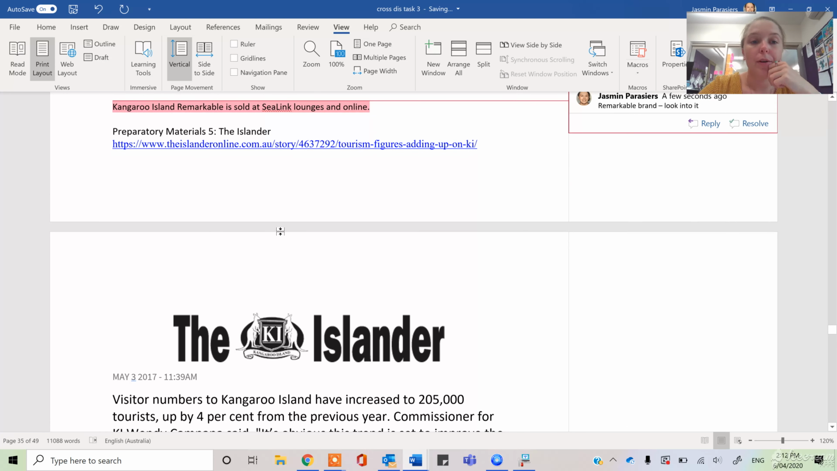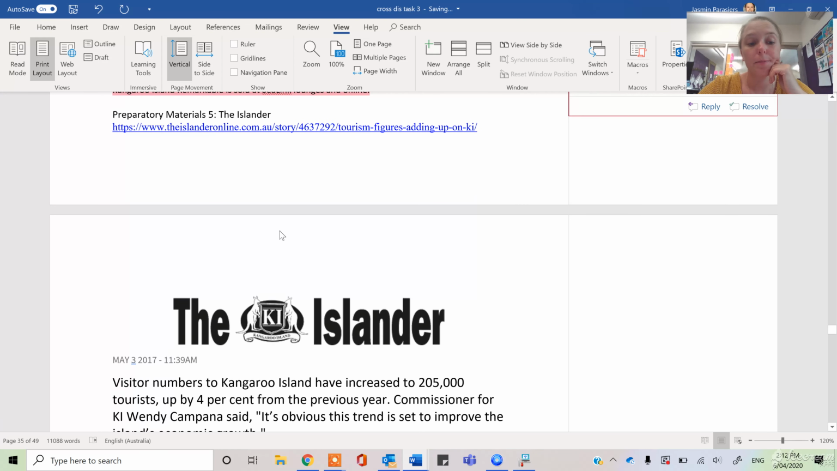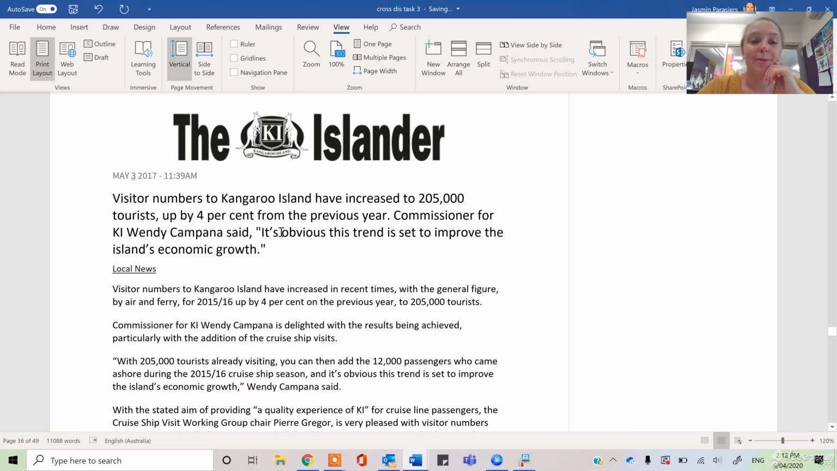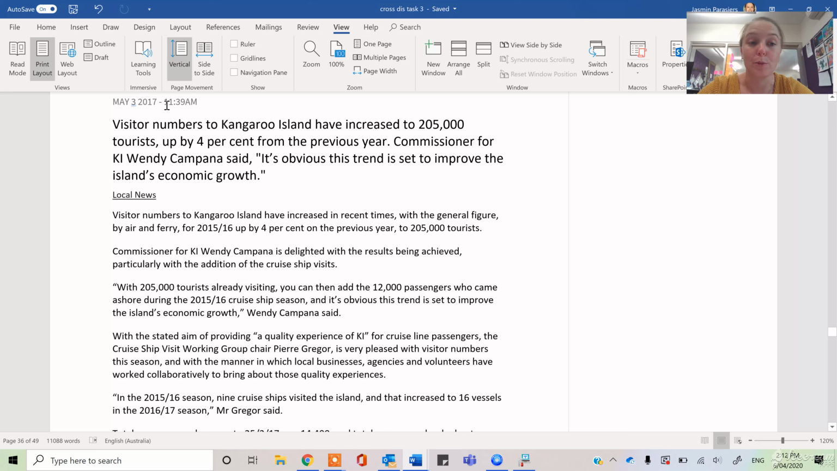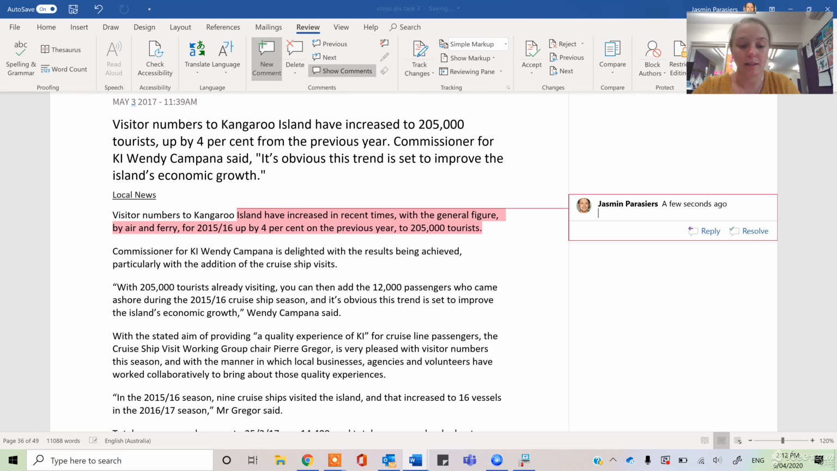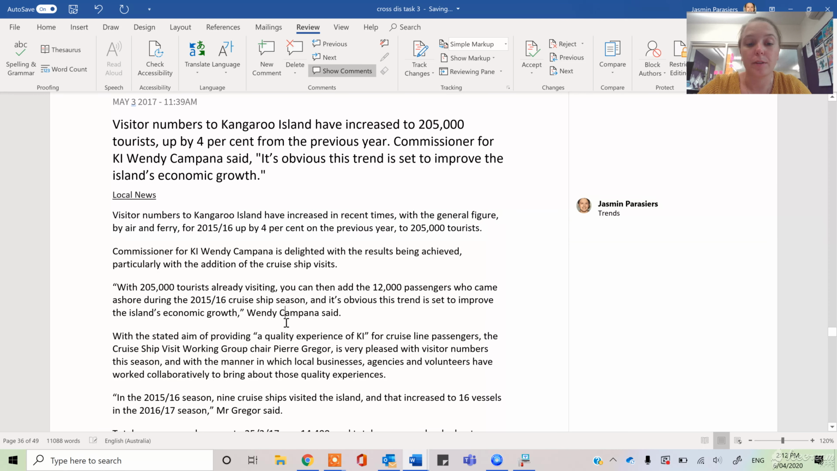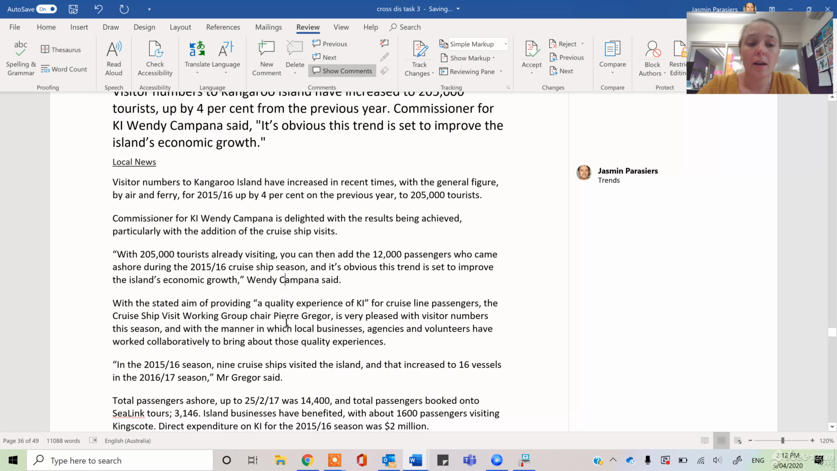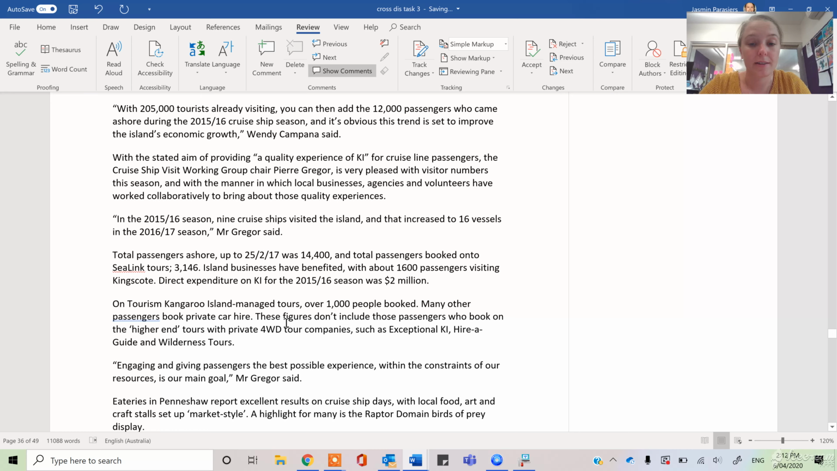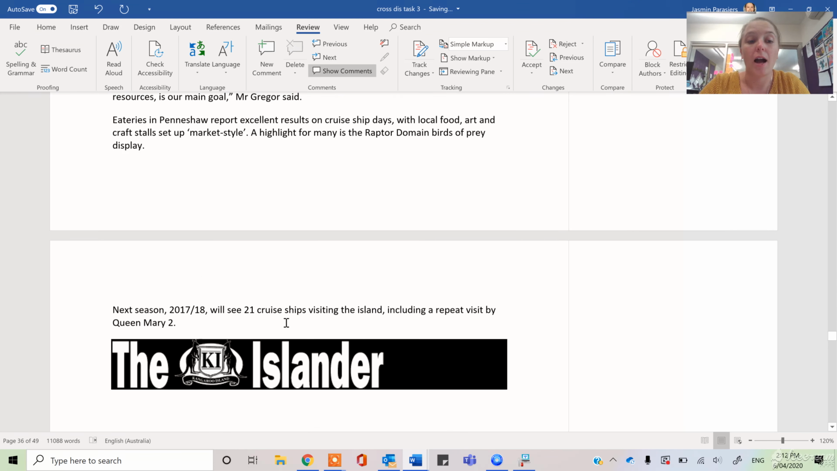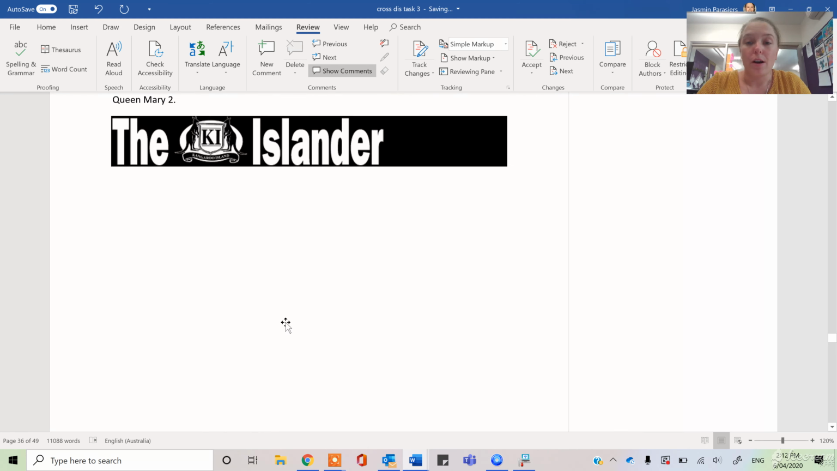So then we go to Preparatory Materials 5, which is the Islander. And this one is the good old Islander newspaper, and looking at what sorts of changes we're seeing in tourism. Now, this is obviously from 2017, so things have changed a little bit since then, but we can see that there has been an increase. And what we're getting here is a set of trends about the sorts of things happening for Kangaroo Island. Goes into lots of detail about all the different ways that the island is being accessed and the types of experiences that people are liking. So those are our five sources.